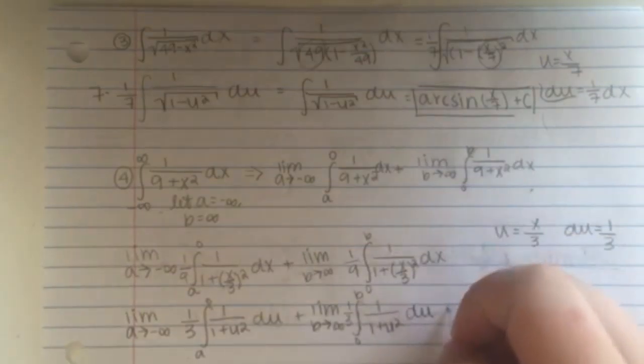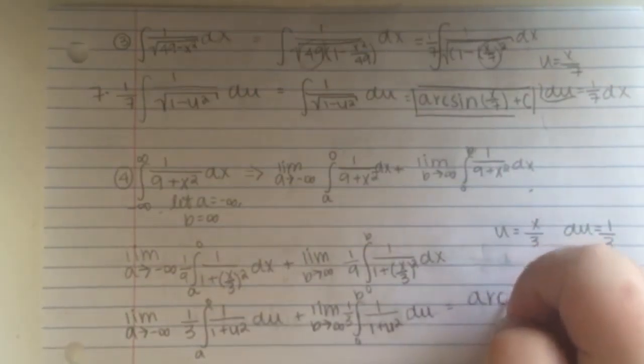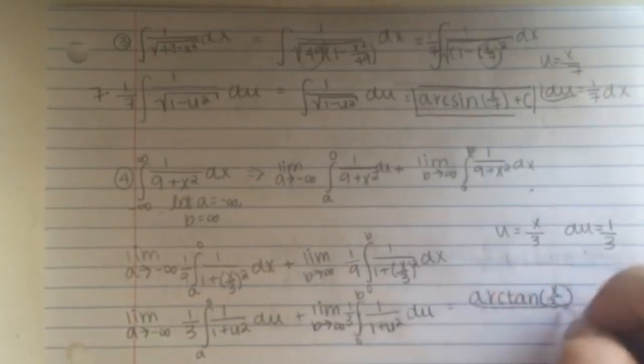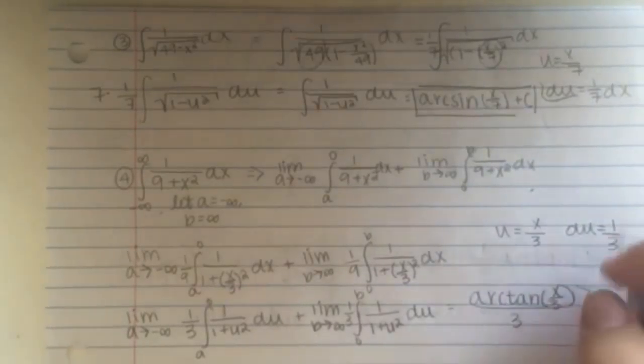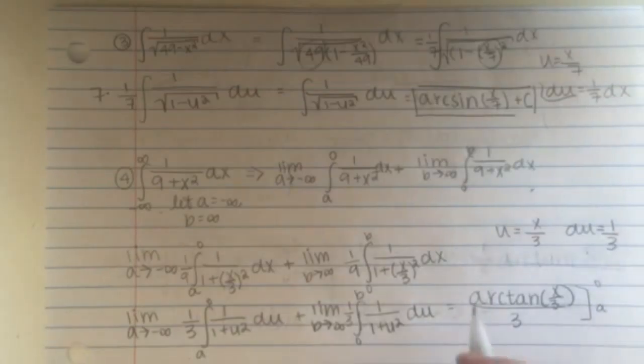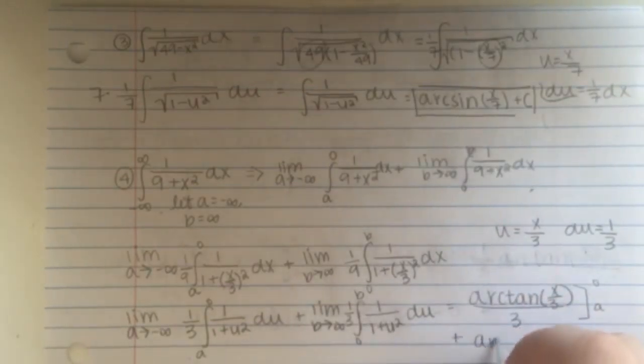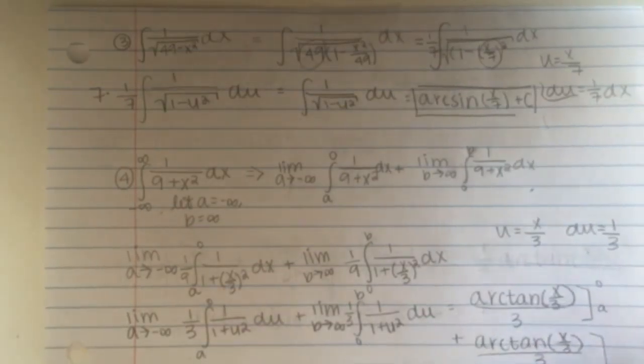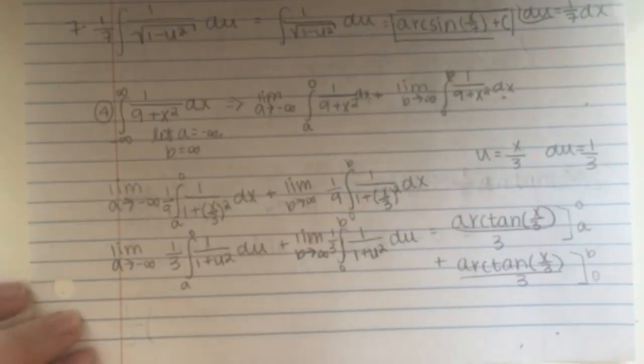And so you can just then rewrite this as arctan of x over 3 solved from 0 to a, plus arctan of x over 3 solved from 0 to b. This problem becomes pretty simple because we know that 1, arctan is centered around the origin, and 2, it has finite values as it's approaching each infinity.